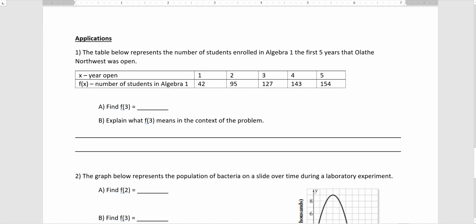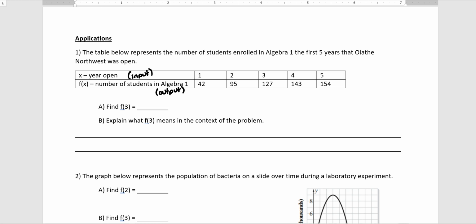Last thing we're going to do is an application here. Alright, we're going to do a few of these. So the table below represents the number of students enrolled in Algebra 1 the first 5 years that Olathe Northwest was open. Cool. Here's the table. So F's input is our year open, that's our input. And F of x, the number of students in Algebra 1, would be our output.